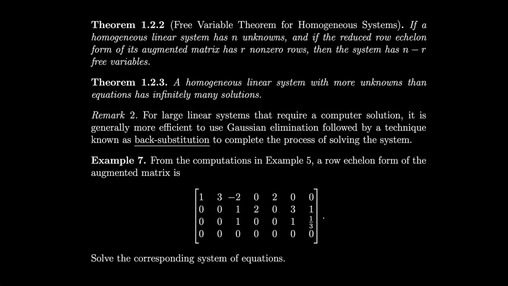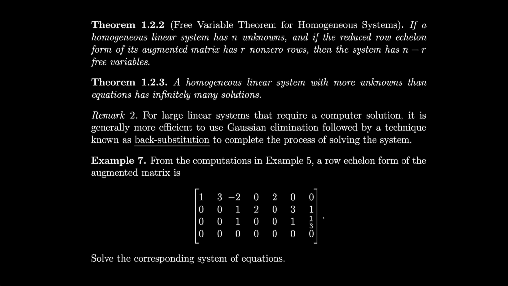A homogeneous linear system with more unknowns than equations has infinitely many solutions. That should also make sense, because if you have a whole bunch of unknowns but you have a limited number of rows, then you're going to have a whole bunch of free variables, which could equal anything, which will just give you tons of different solutions. For large linear systems that require a computer solution, it is generally more efficient to use Gaussian elimination, followed by a technique known as back substitution to complete the process of solving the system.